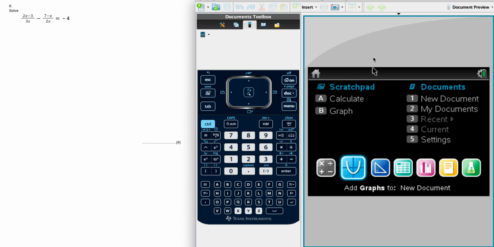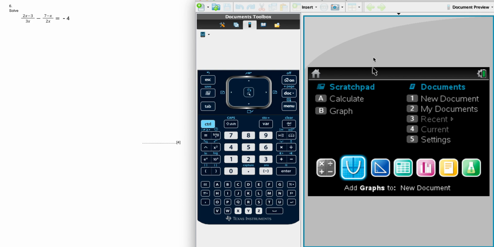We can't add any fractions together until the denominators are the same as each other. So the common denominator here would be 6x. Okay, if we times this one by 2 and this one by 3, then they would both get to 6x. You could also times them both by each other and get 6x squared. That would be fine as well. Okay, so either of those methods would work.